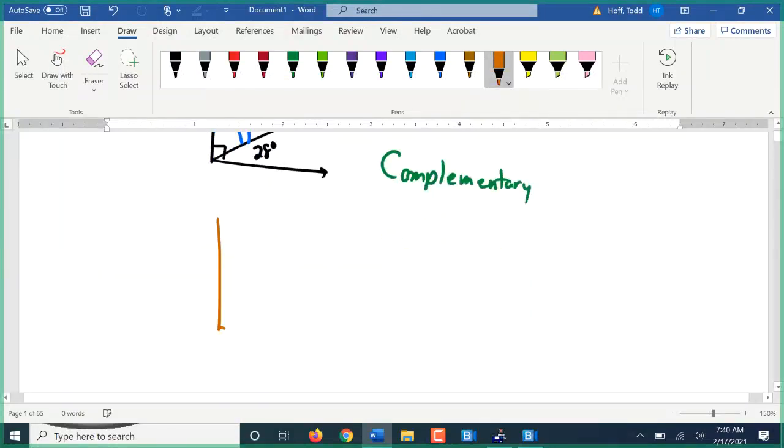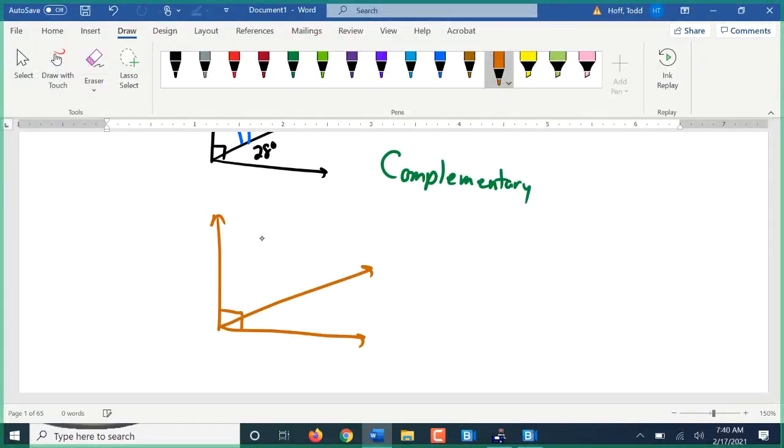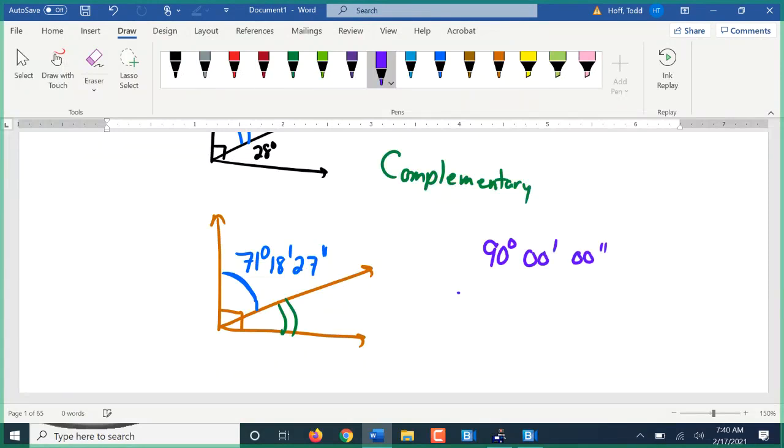I can have complementary angles, again, that are a little bit uglier. And let's say I know that this angle up here is 71 degrees, 18 minutes, 27 seconds. How would I find this angle down here? 90 degrees, 0 minutes, 0 seconds, minus 71, 18, 27. And again, we go to subtract.